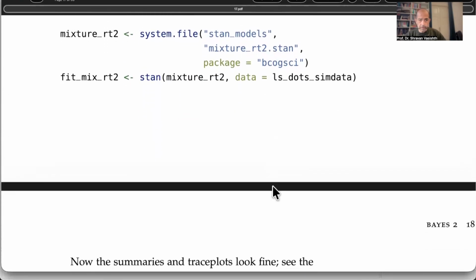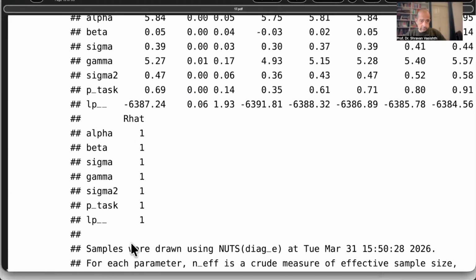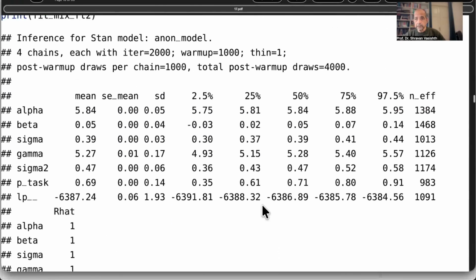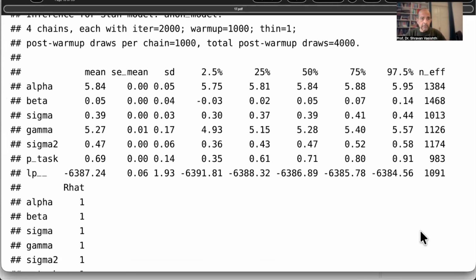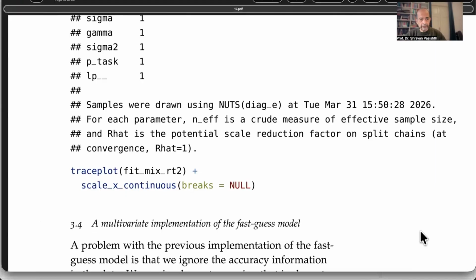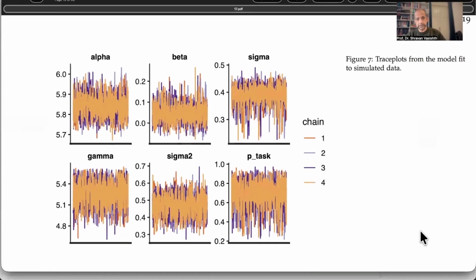So once you make those two changes, then we fit the model, right? And now we are happy because our R-hats are 1. Effective samples are no longer 1, 2, or 3 like before. So everything looks good. Okay. And if you look at the trace plots, you will see that everything's fine. Yeah, you can see the trace plots here.